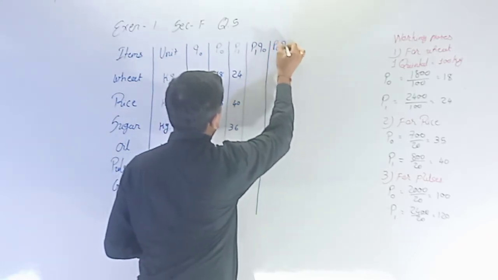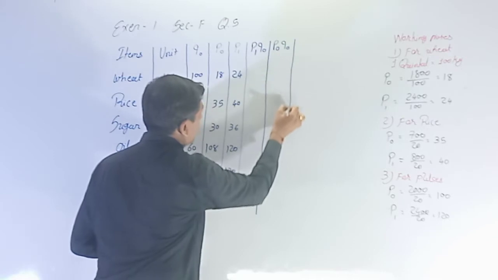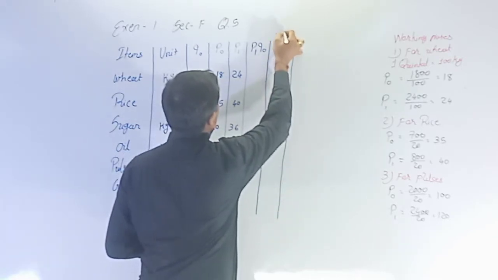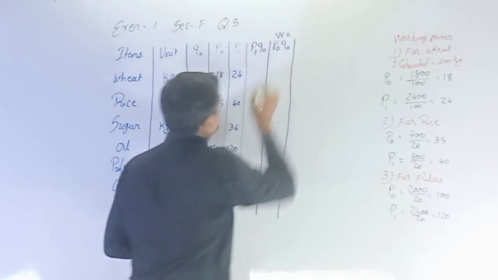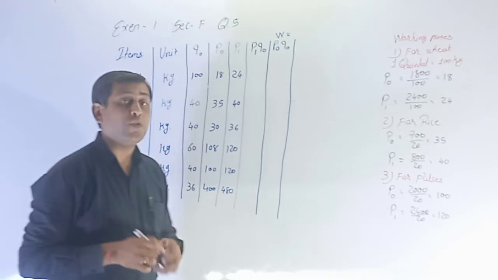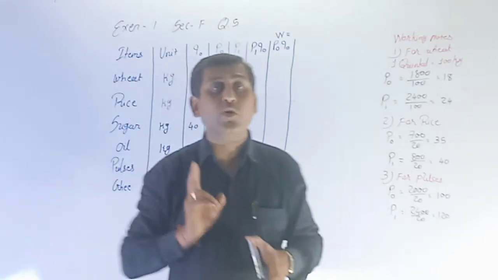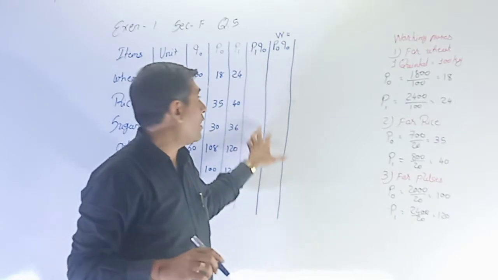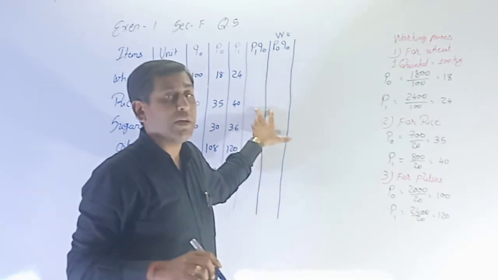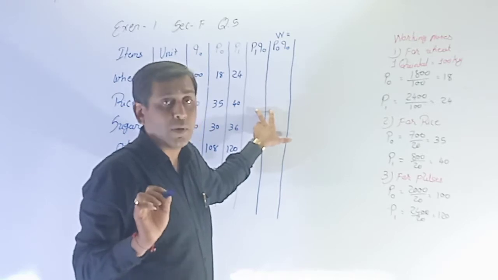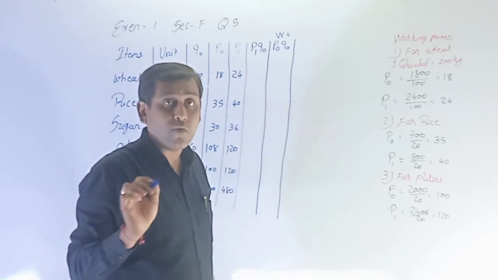then P0 Q0. See here, it is your W also. W, that is weight, is equal to P0 Q0, right? Because we have to do this sum with two methods. First one is IL, P1 Q0 divided by P0 Q0 into 100. That is the formula for IL.